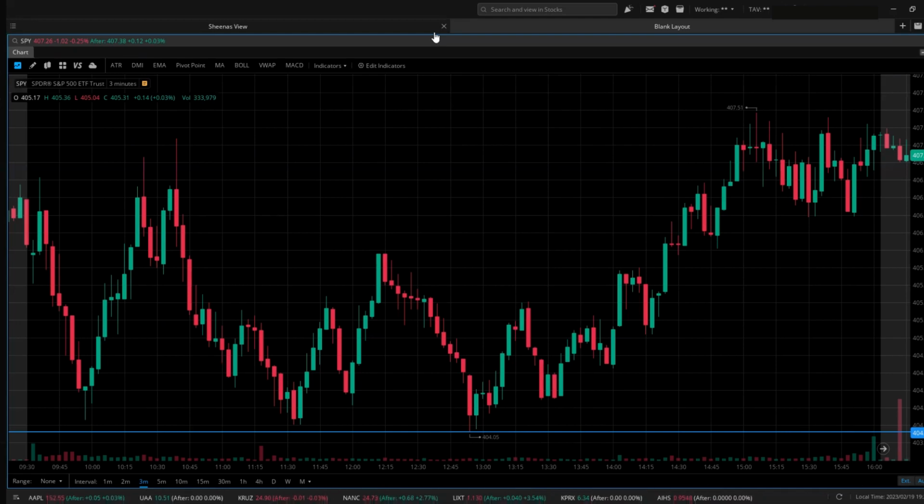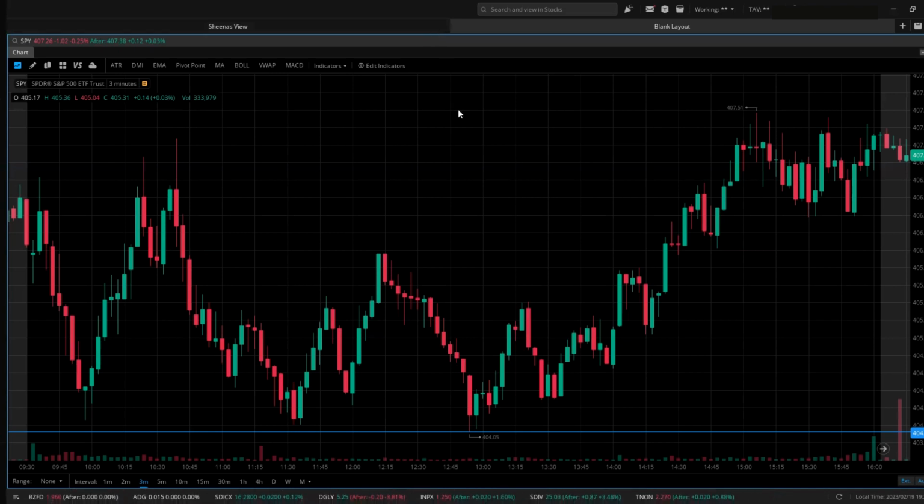Now, the calculation does start when trading opens and it ends when trading closes. So we have that 9:30 to 4 o'clock window, Eastern Standard Time. That means you can only see this indicator on intraday charts, like your 1 minute, 2 minute, 5 minute, 15 minute, 1 hour, etc. You won't be able to see it on a daily chart because it's taking into account all of the trading periods for the day.